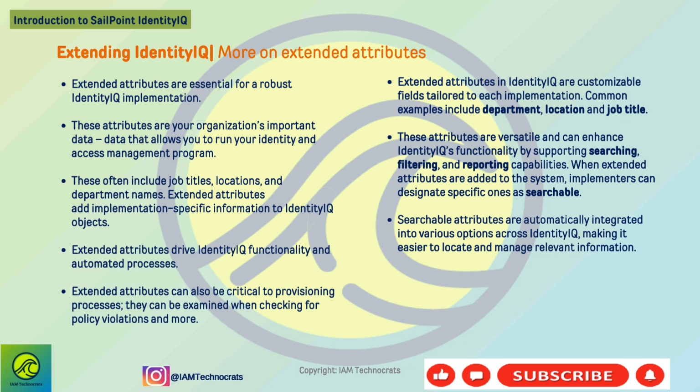When extended attributes are added to the system, implementers can designate specific ones as searchable. Searchable attributes are automatically integrated into various options across Identity IQ, making it easier to locate and manage relevant information.